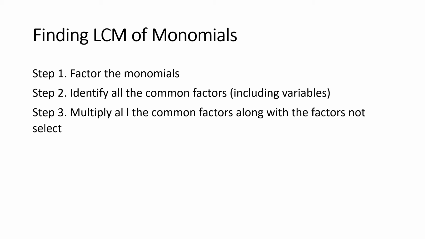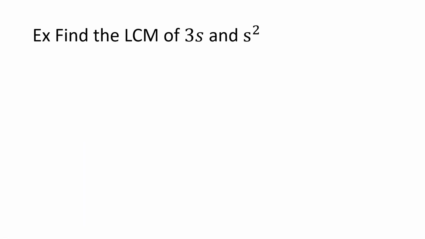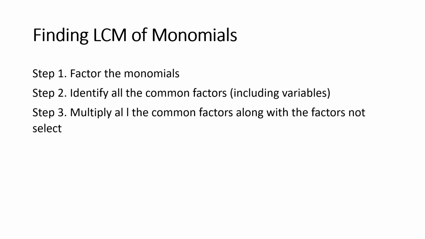So we're going to find the LCM of monomials. The first step is factor the monomials. Identify all the common factors, including the variable. Multiply all the common factors along with the factors not selected. Sounds complicated, but once we see it, it's going to be kind of easy. It's not going to be super easy that it's like, oh, I got it, just like that. You need practice and practice and practice until you get the essence of how to find the LCM of monomials.